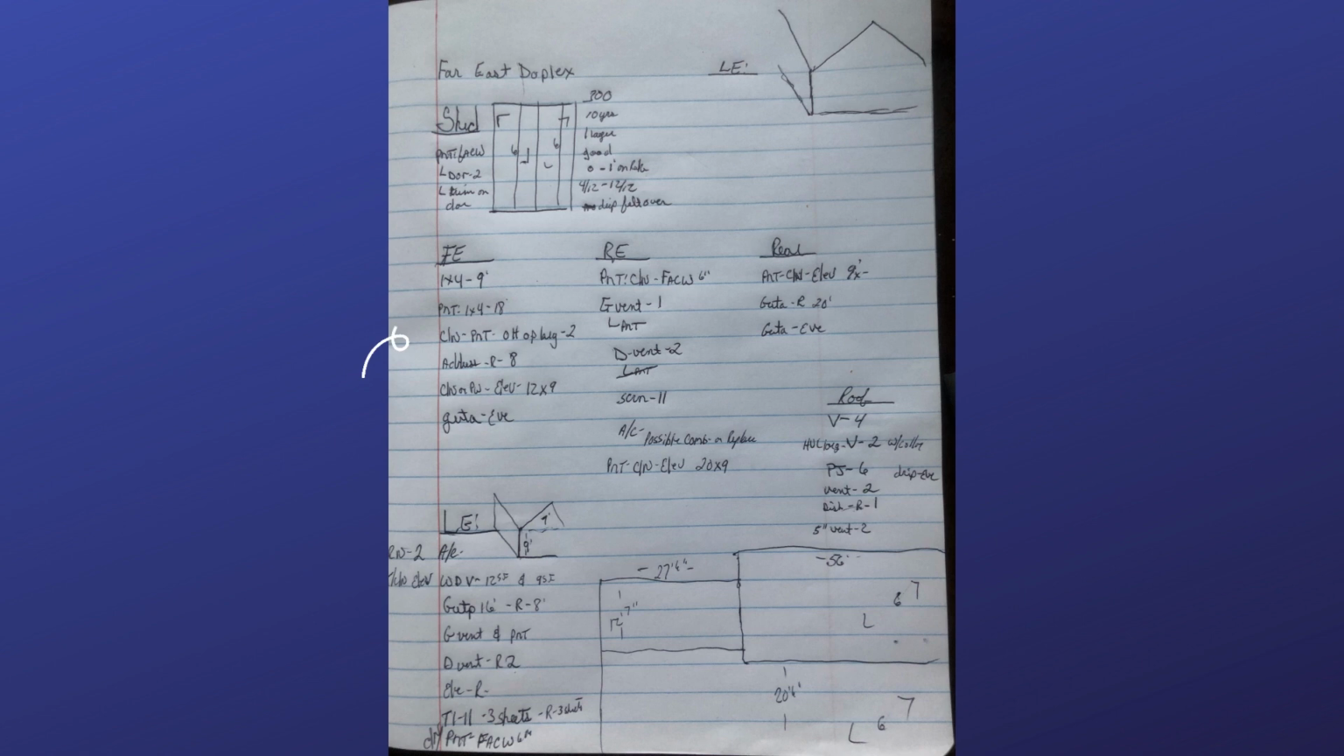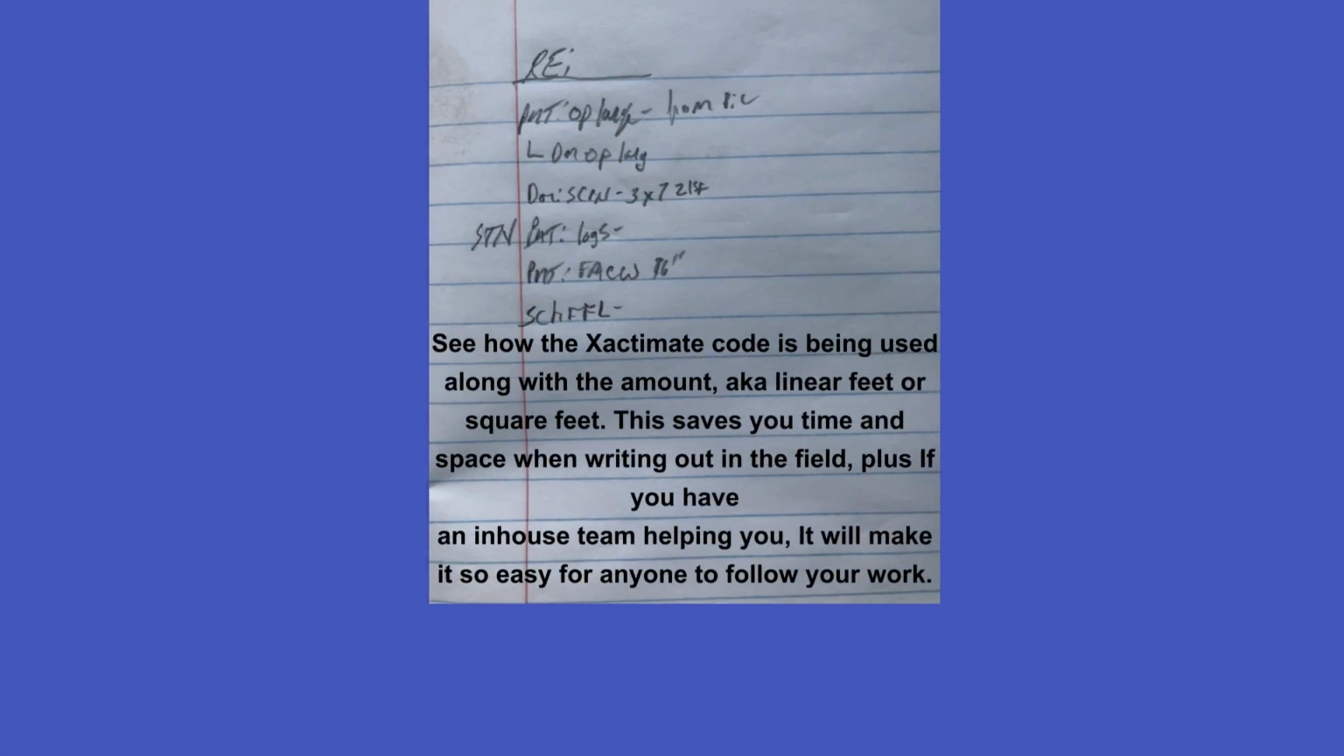It's simple. FYI, this scope is disorganized. The roof should be at the top, and the elevations next. Then any outbuildings. If there is interior, flip the scope over and scope it on the back, or get a new sheet. You don't want the exterior and the interior on the same page. Can get messy. See how the Xactimate code is being used, along with the amount, aka linear feet or square feet.